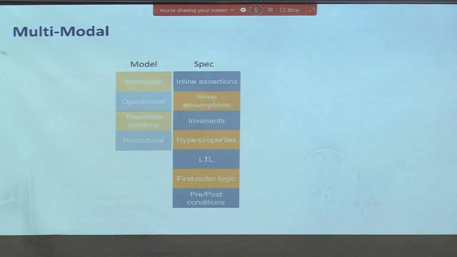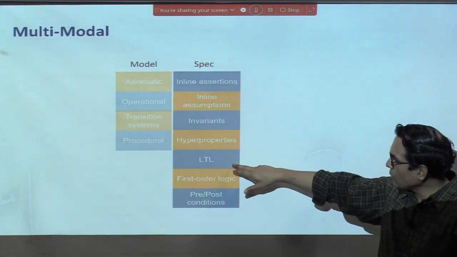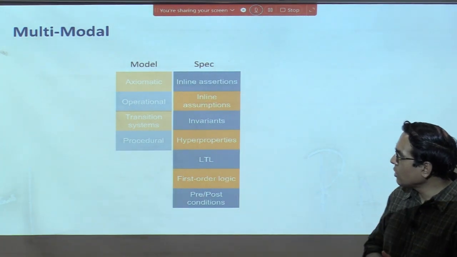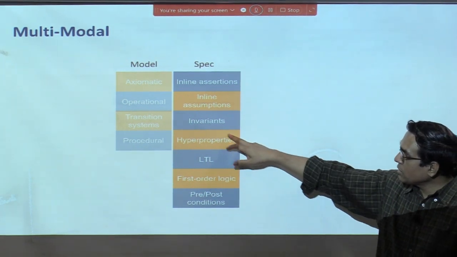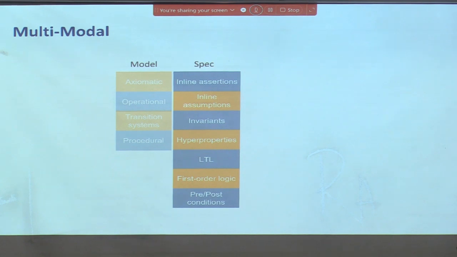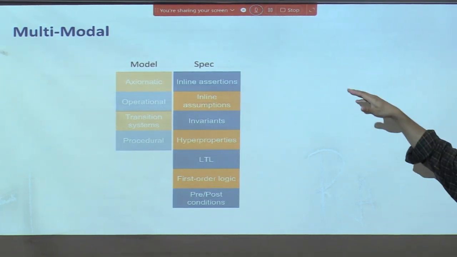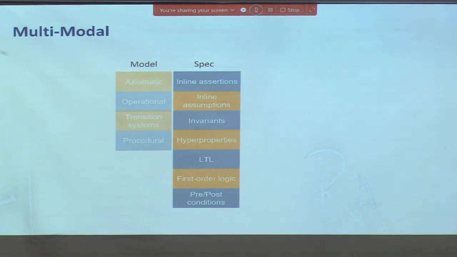And that's sort of the standard model for a verification tool like Boogie. If you're doing hardware verification, on the other hand, you might be writing properties in temporal logic or specifying invariants. If you're doing security verification, you might be writing hyperproperties. And so there's really a range of different specifications, and the tools were only allowing people to do one or the other or a few of these things.